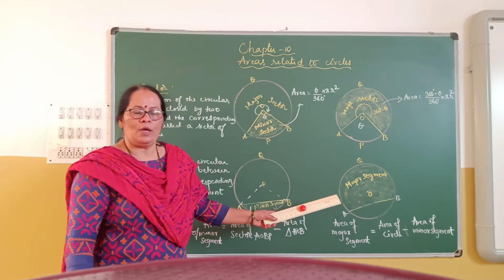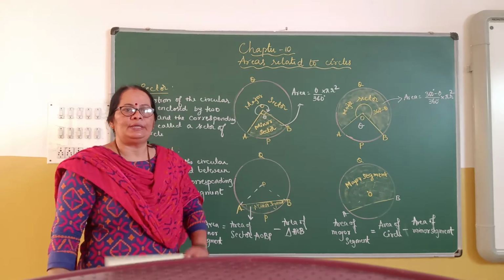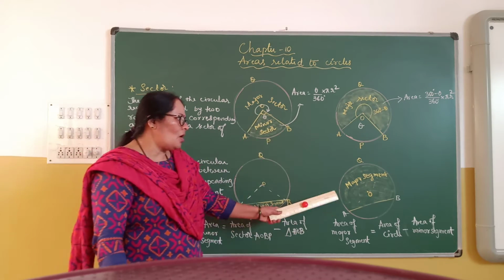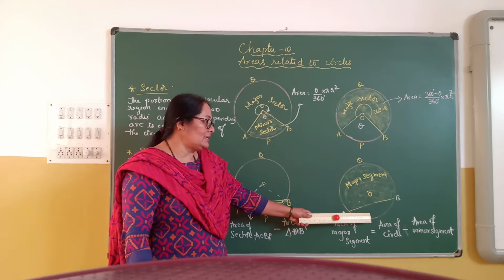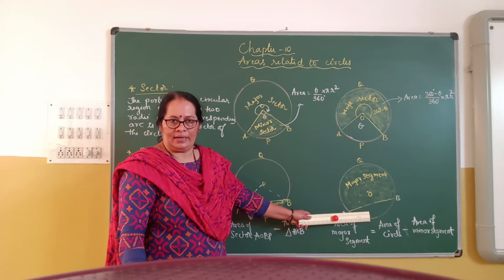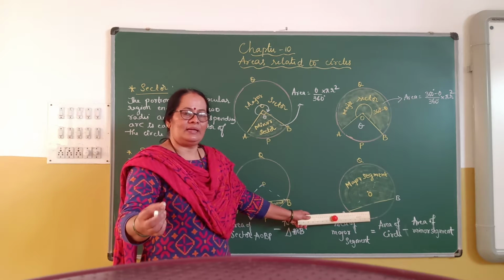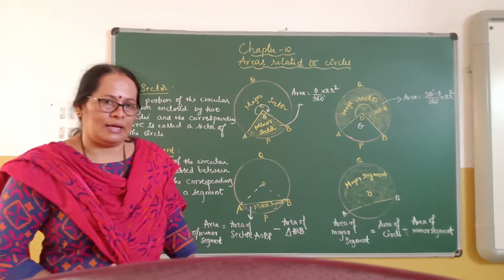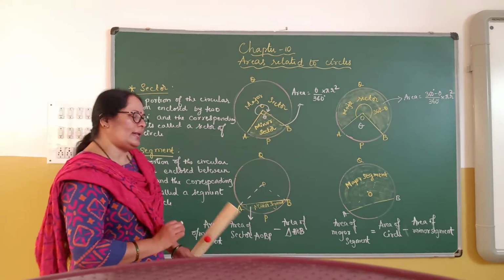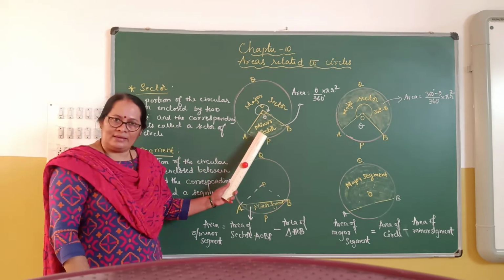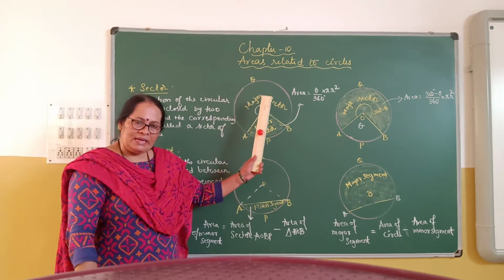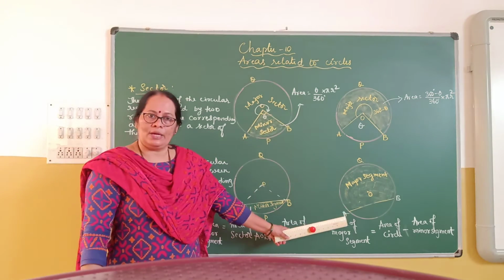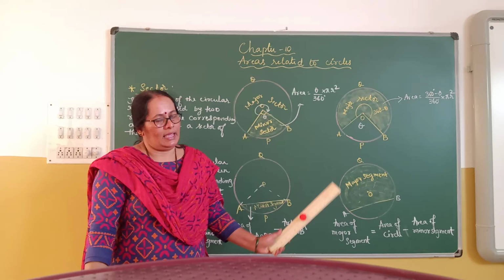Then how can we find the area of the major segment? To find the area of the major segment, first you need to find the area of the circle, then subtract the area of the minor segment. The area of the minor segment is nothing but the area of the sector minus the area of the triangle. So like this, you have to calculate the area of the minor sector, the area of the major sector, the area of the minor segment, as well as the area of the major segment.